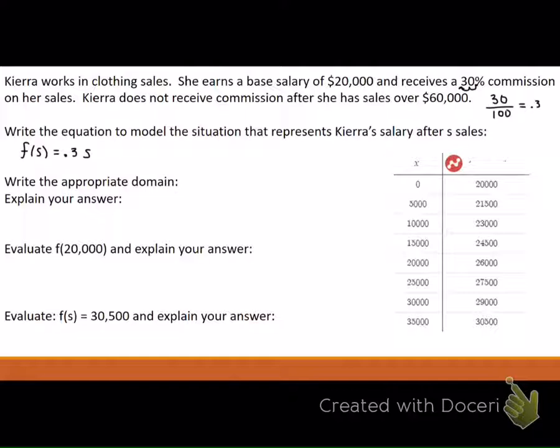And what does she start off making? What does she start off making? Base salary is 20K. Okay, so it then says Kiera does not receive commission after she has sales of over $60,000. So we have to determine x and y. So it's percent commission per sales.